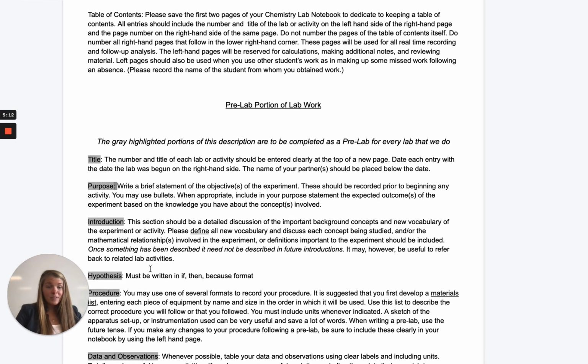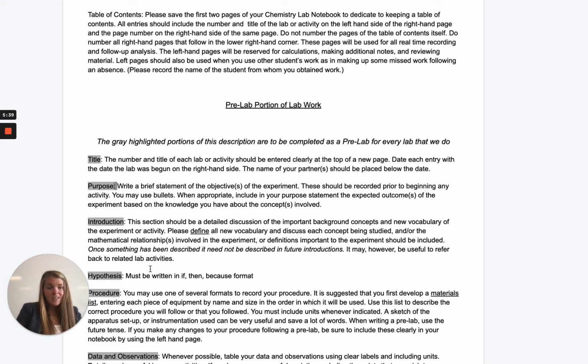Continuing, after the purpose is your introduction. The introduction is just a detailed discussion of things you need to know in order to do this lab. Was there important background information? Is there vocabulary that you learned that you need to know? For the conservation of mass lab, maybe what is mass? What is the definition of mass? What is the definition of conservation? You're going to define all new vocabulary terms and discuss each concept being studied at the beginning of the lab.